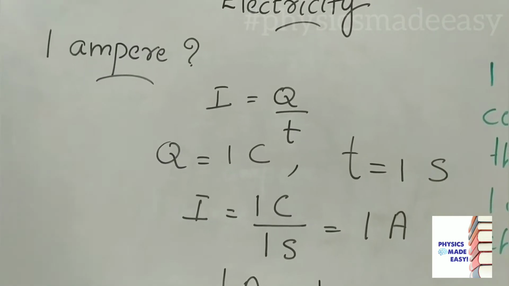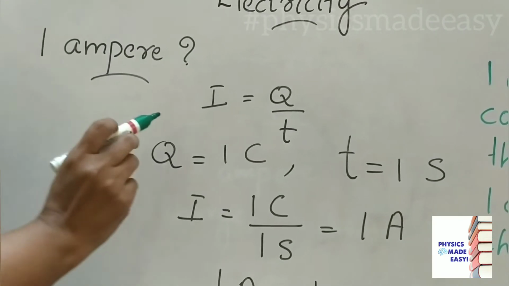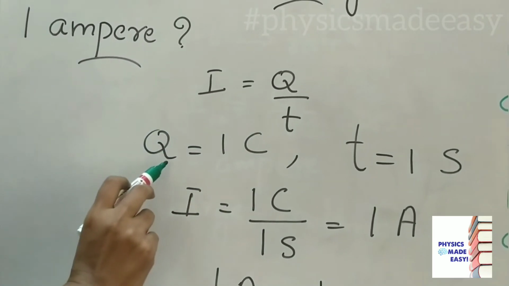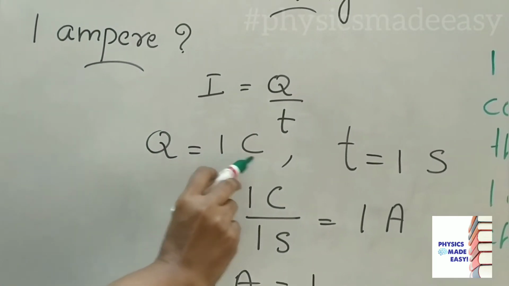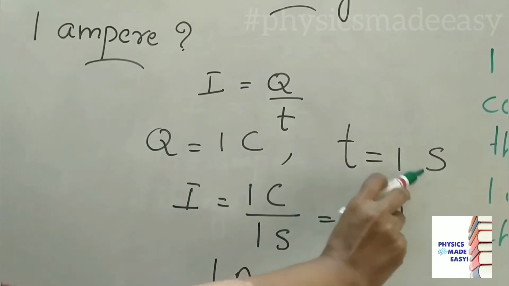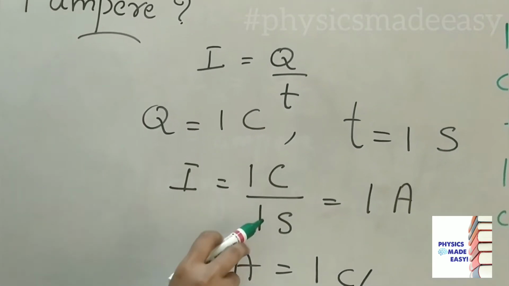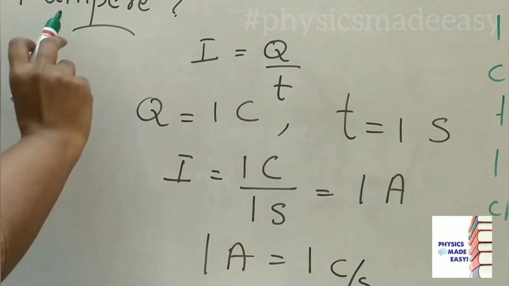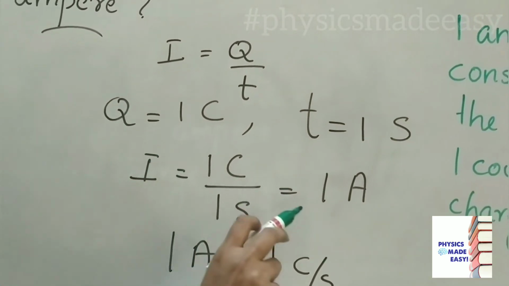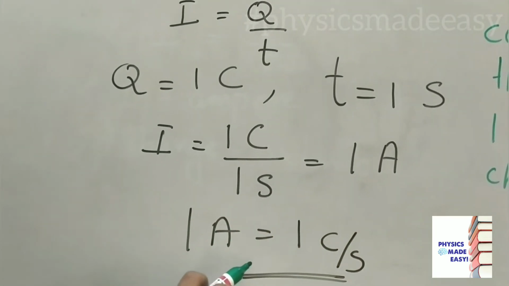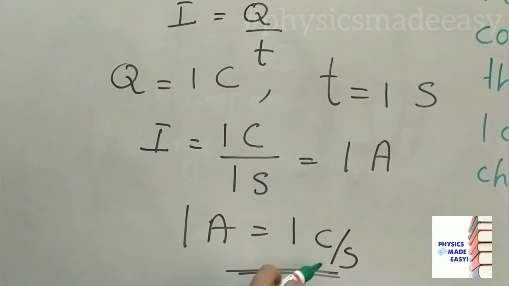How to define 1 ampere? We have the equation I is equal to Q by T. Here you can see Q is equal to 1 coulomb and time is equal to 1 second. Then we can write this as I is equal to 1 coulomb per 1 second. You know ampere is the unit of current, so 1 ampere is equal to 1 coulomb per second.